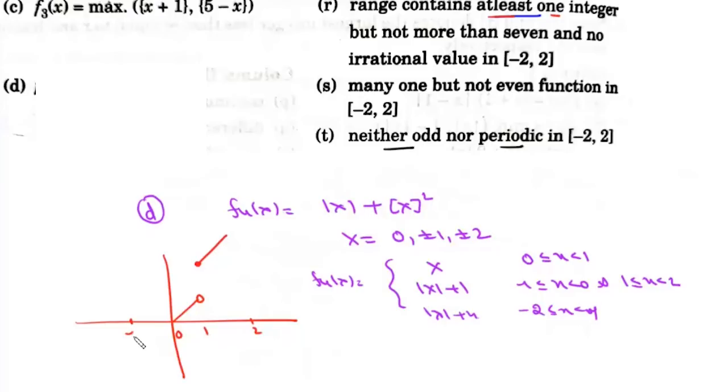Now, between minus 1 and 0, this is minus x plus 1. Now, at 0 this is 1, and at minus 1 this is 2. And here it will be minus x plus 4. So, when x is minus 2, this is 6, and when x is minus 1, this is 5. So, it will be from 5 to 6. So, that is the graph of this function.